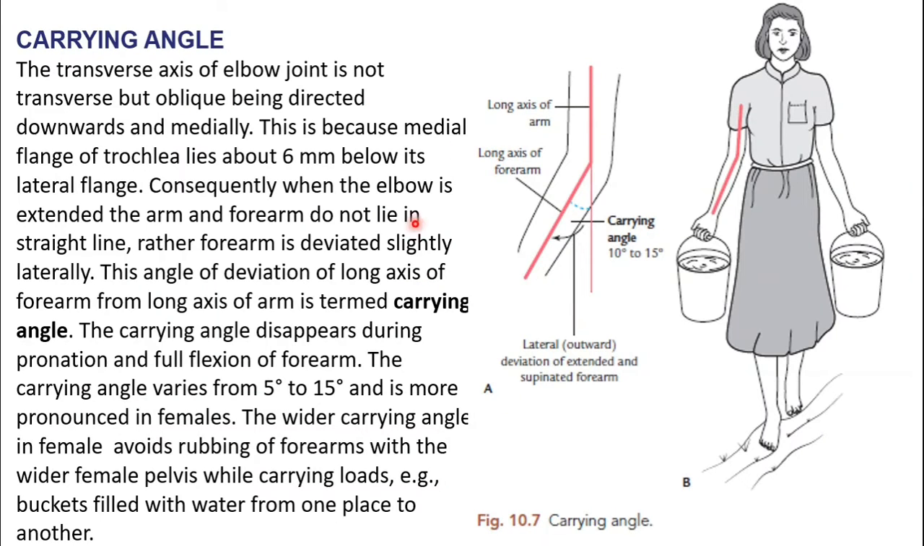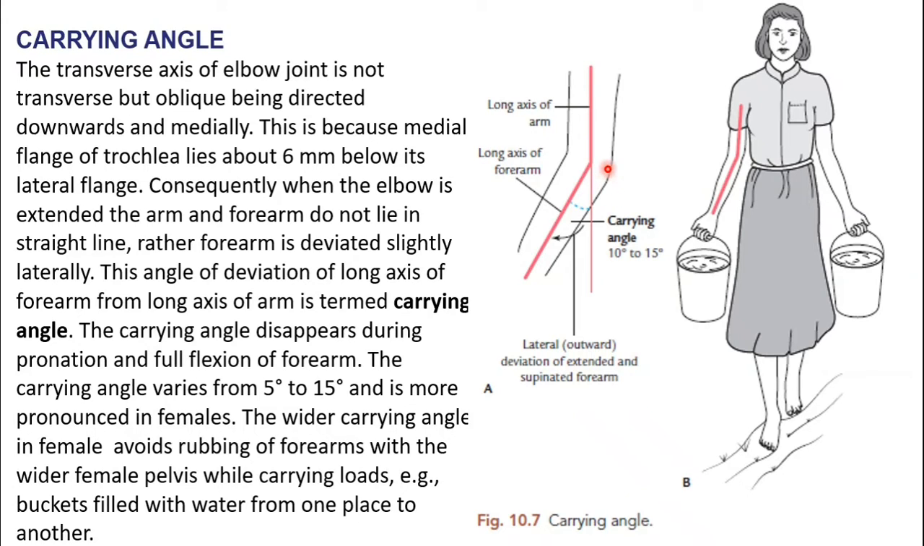So what is carrying angle? I have told you that the transverse axis of the elbow, this axis, this is not straight, this is a little bit lower, this is in oblique form. So it is because the medial flank of the trochlea is about 6 mm lower than the lateral flank.